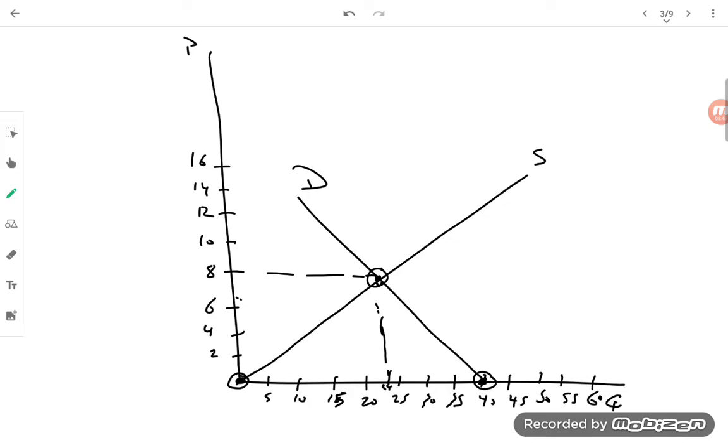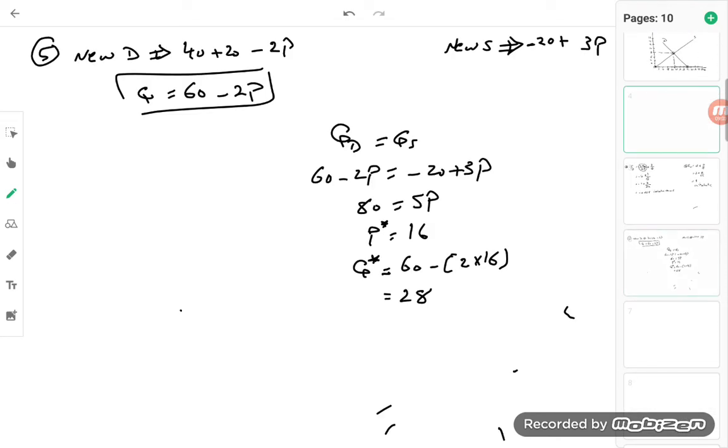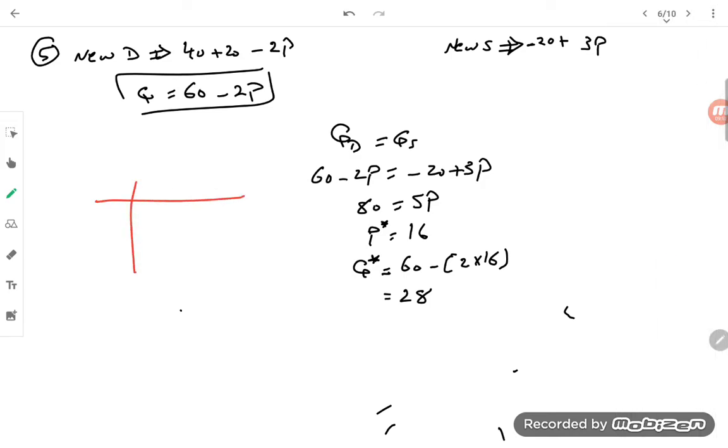This should be illustrated graphically. When you are going to draw a shift for demand or supply or both of them, you have to draw the initial demand and supply and then make the shift. Just like the initial situation, you have to find 2 points in order to be able to draw the graph. When price is 0, quantity demanded is 60 and the quantity supplied is negative 20. When price is 16, quantity demanded is 28 and the quantity supplied is 28.